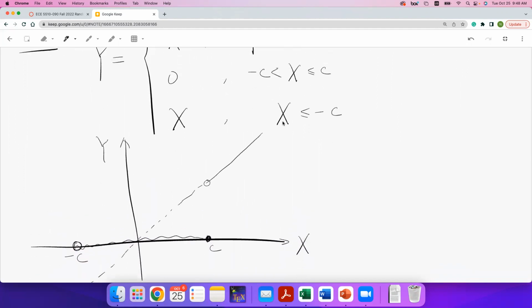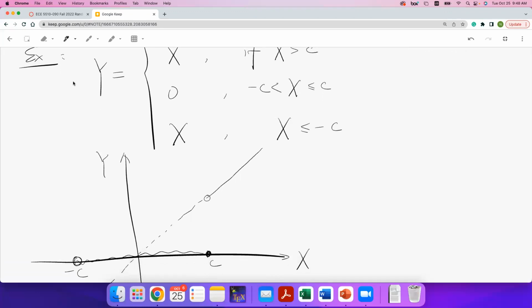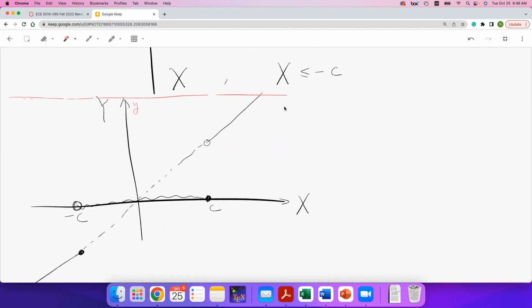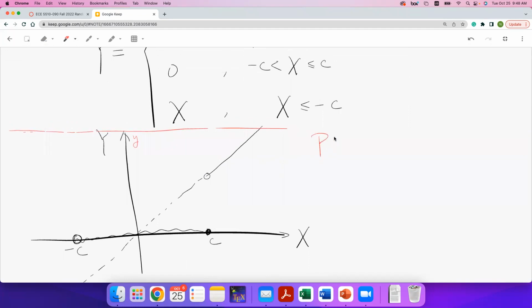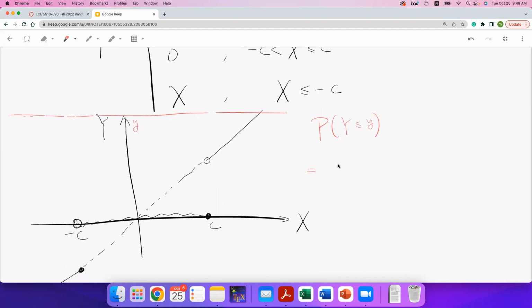And then again, you start from a horizontal line at infinity at the very top. So in this case, we want to look at the probability of Y less than or equal to y. And it really depends on the value of this small y, we have different solutions. Now, clearly, these discontinuous points are the so-called change points. So we need to be very careful.